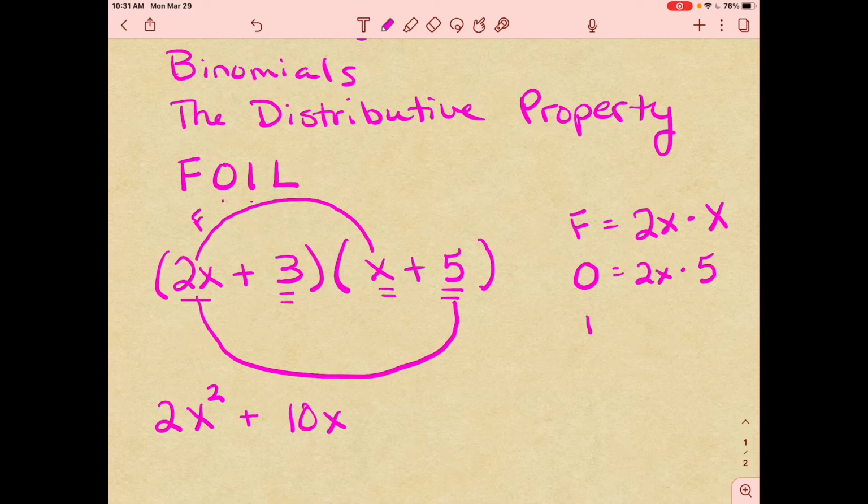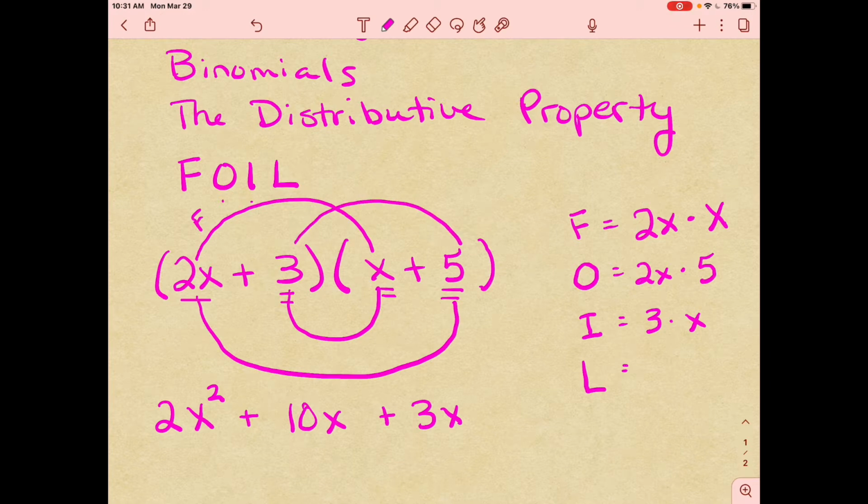And then we're going to draw the inner, which is I. We're going to go from 3 to x. Those are the inner terms. So if 2x and 5 are the outer, then 3 and x are the inner. And we're going to do 3 times x, which is 3x. And then we're going to do L for last. We're going to go from the 3 to the 5.